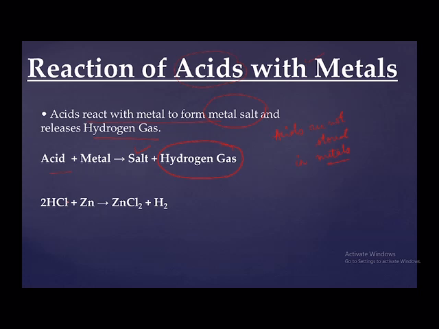For acids such as hydrochloric acid, if we take it reacting with the metal zinc, this forms a substance known as zinc chloride. So zinc chloride is formed, and there is also evolution of hydrogen gas. Hydrogen gas evolution is a common phenomenon whenever an acid reacts with a metal.